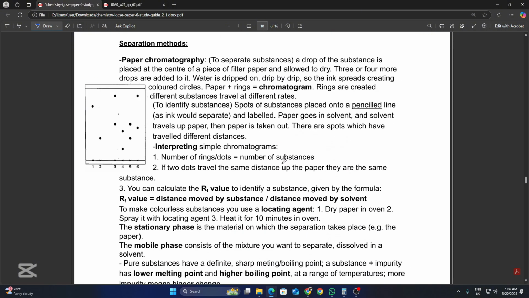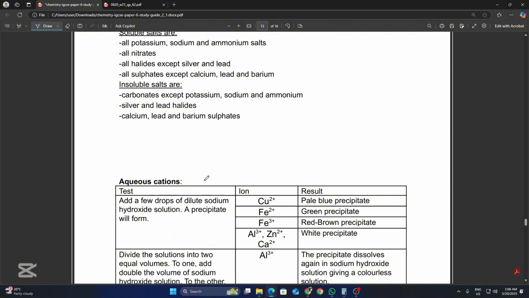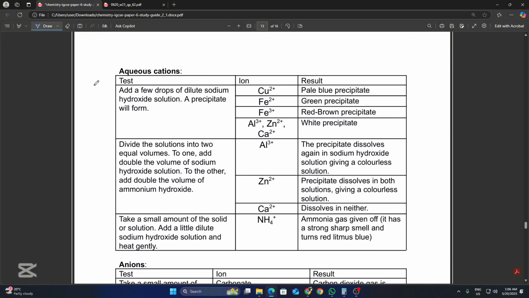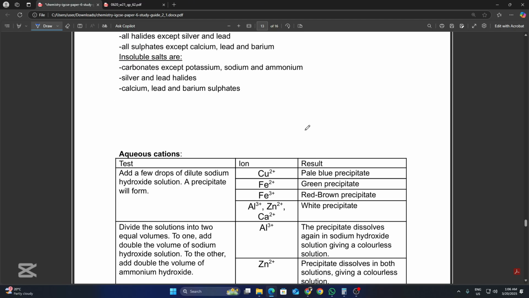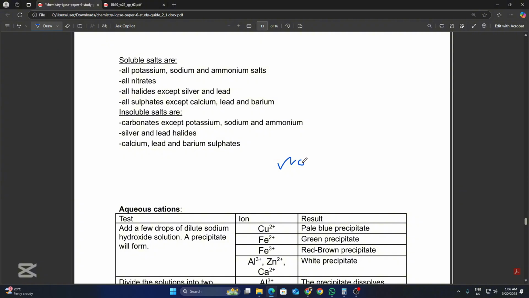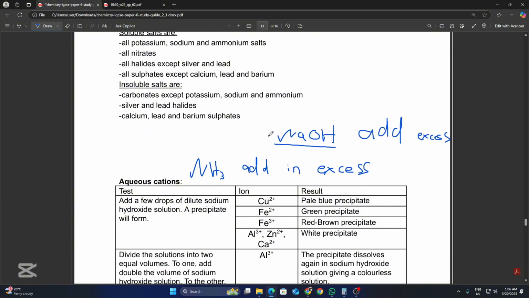Now we also have to memorize, and the most important thing is the tests. The tests for cations. Now we have two tests for cations: adding sodium hydroxide, and then also adding it in excess. And we have ammonia, which is NH3, and we also add that in excess. There are two different results when we add it in excess and when we don't.